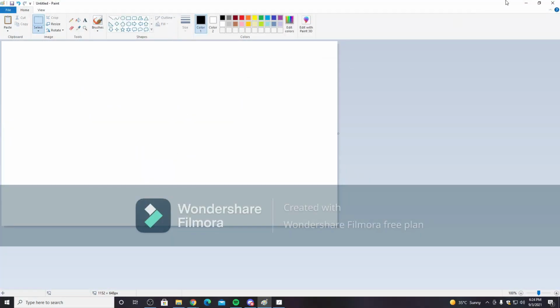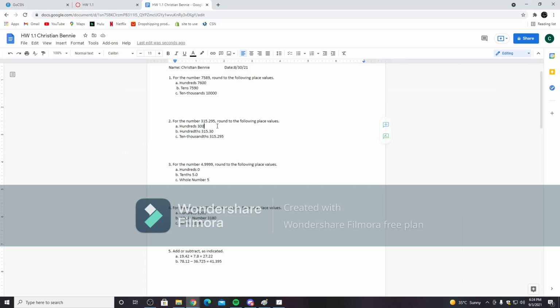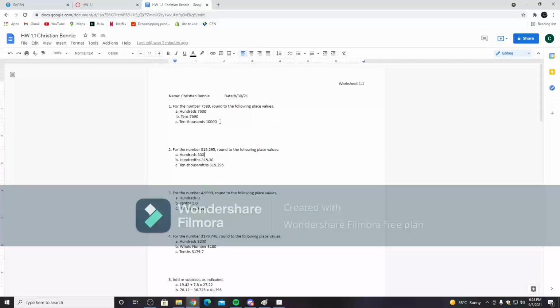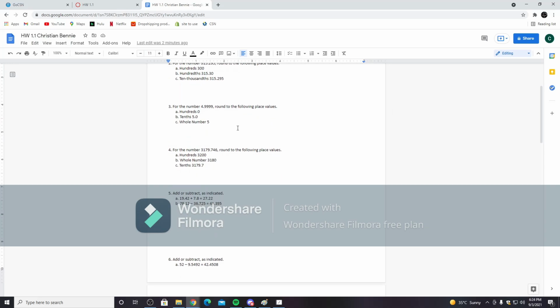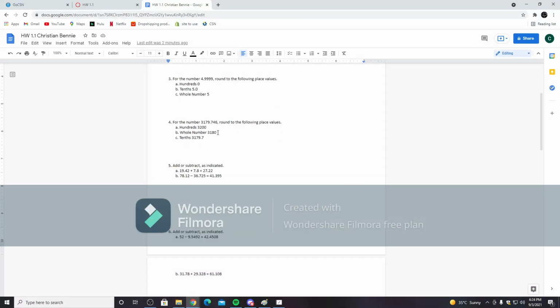So let me delete all this, and that's how I got this number. So let me find a scenario where I round it up. I would say this is a good example, but you already did this as an example, so I guess this is the only example I can really do other than maybe this.